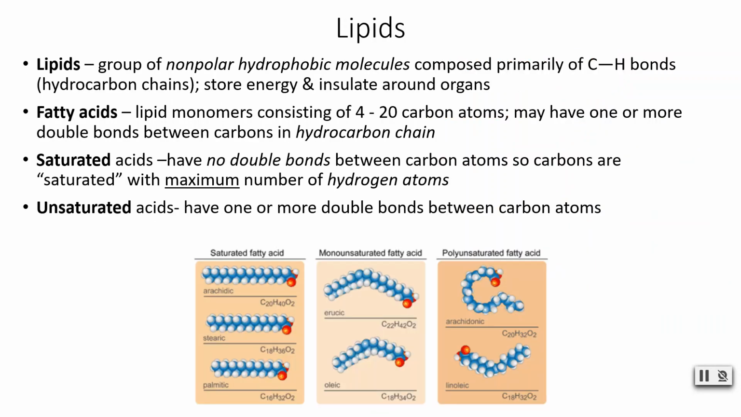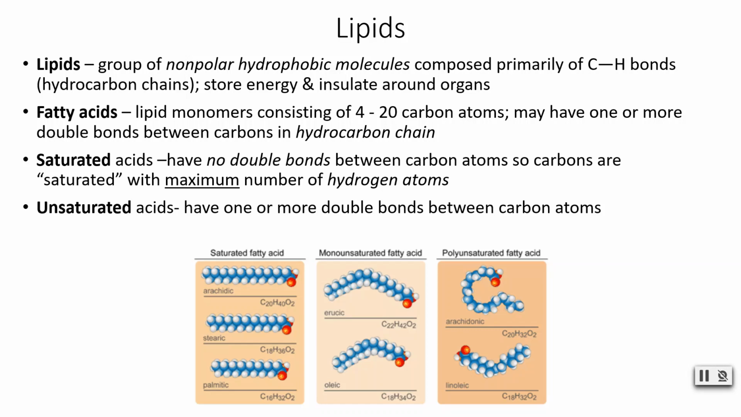Our next molecule are lipids. It's a whole category technically. We have lots of different types of lipids. These are nonpolar. They are hydrophobic. They are mostly composed of carbon and hydrogen bonds. Okay, we call them hydrocarbon chains. These are also good for storing energy, and they help us insulate ourselves.